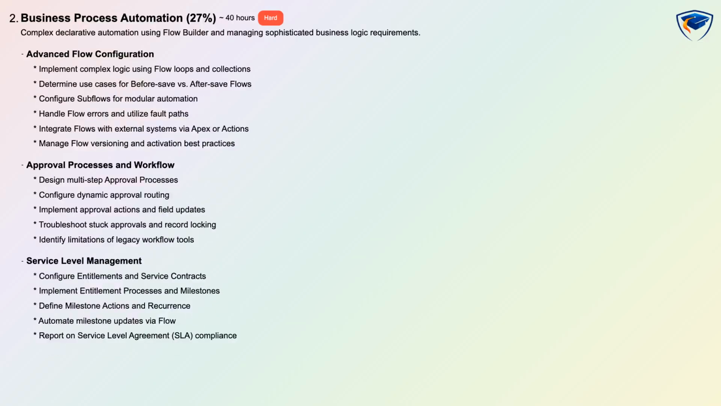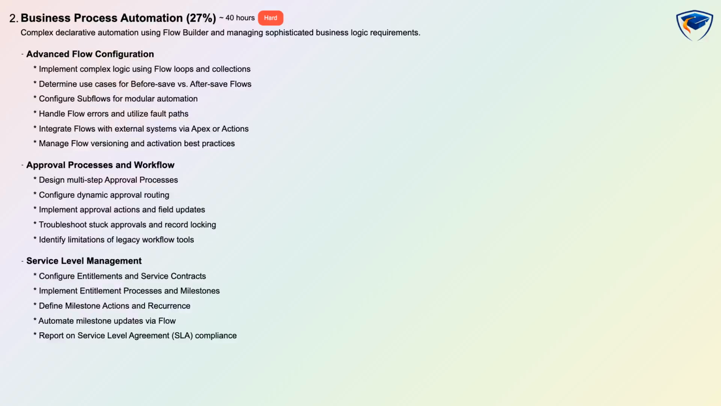Business Process Automation carries 27% of the exam, is rated hard, and requires about 40 hours of study with hands-on plus conceptual assessment tasks. You will build advanced flows using loops and collections, decide when to use before save versus after save flows, design subflows for modular automation, handle flow errors with fault paths, integrate flows with external systems, and apply best practices for flow versioning and activation.